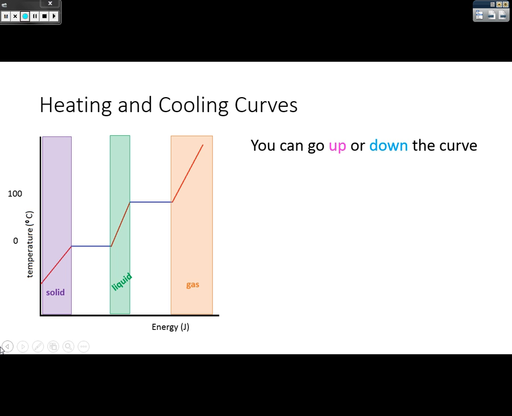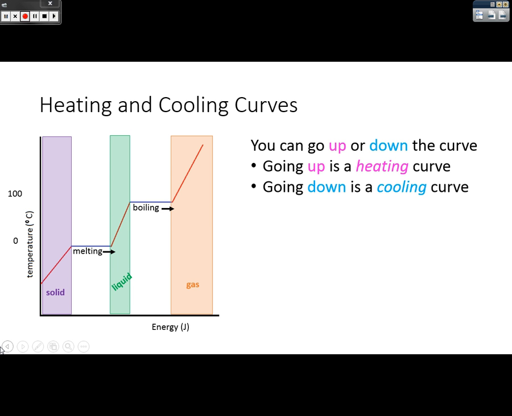Now you can go up or down the curve depending on what you want to do. If you're going up the curve, this is called a heating curve, because we're taking a solid to a liquid and melting it, and we're taking a liquid and boiling it into a gas. That's going up the curve. We're putting in heat and increasing the temperature. You can also go down the curve, and that's now a cooling curve, where we're taking a gas and condensing it back into a liquid, and then taking a liquid and freezing it into a solid. So you can go either way.